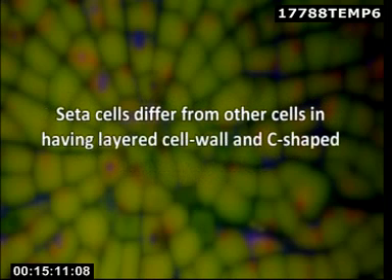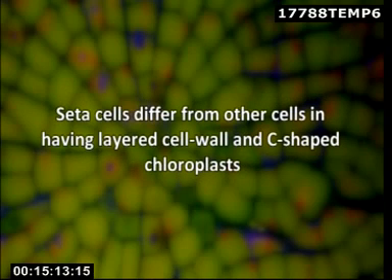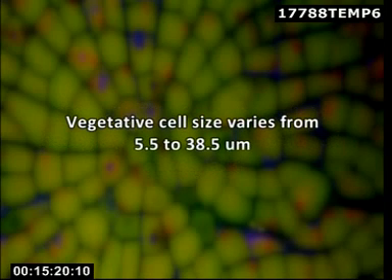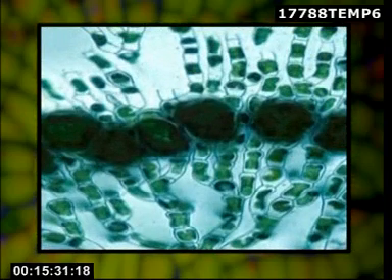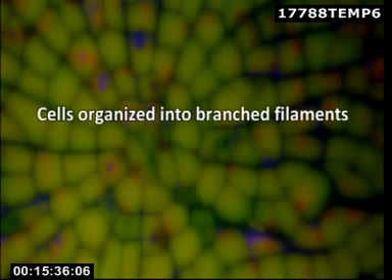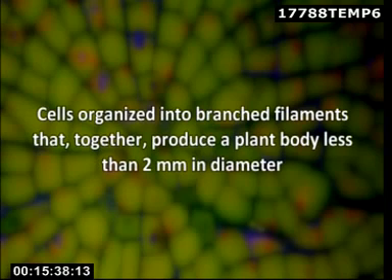The seta cells differ from other cells in that they have a layered cell wall and C-shaped chloroplasts. The vegetative cell size varies from 5.5 to 38.5 μm depending upon the species. Now we come to the cell structure in the thallus of Coleochaete. The cells of the thallus may be quadrangular, polygonal or cylindrical. They are organized into branched filaments that together produce a plant body less than 2 mm in diameter.